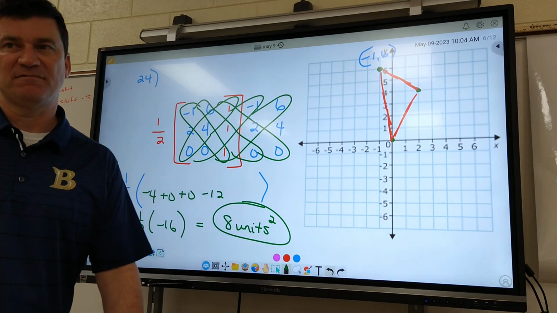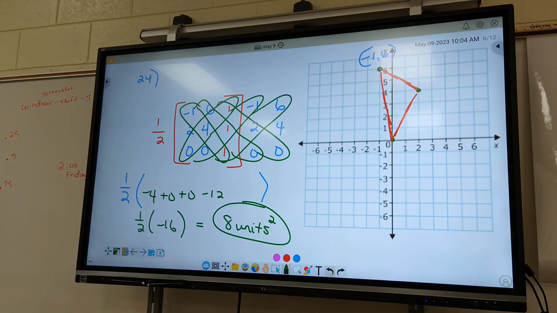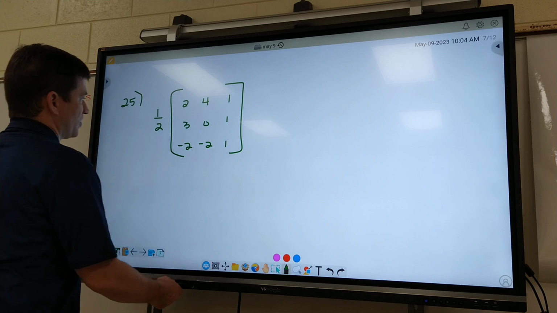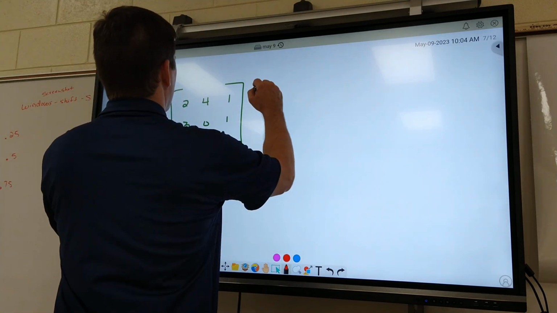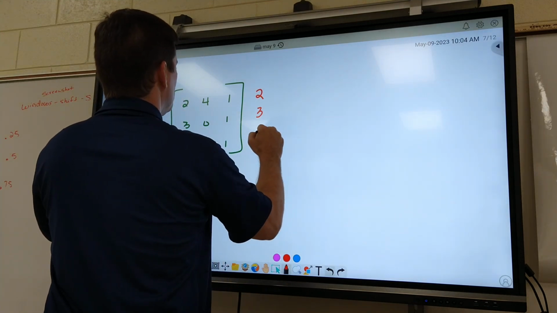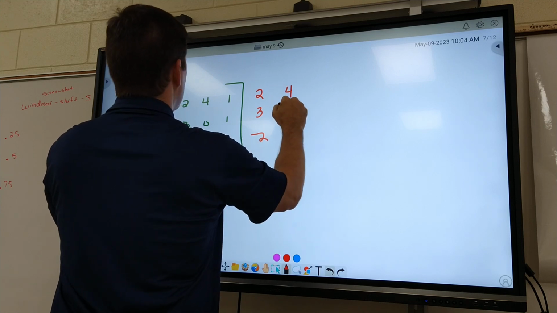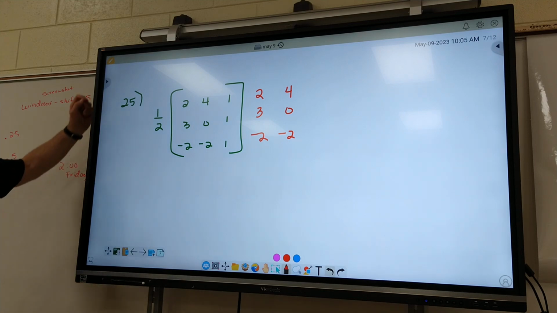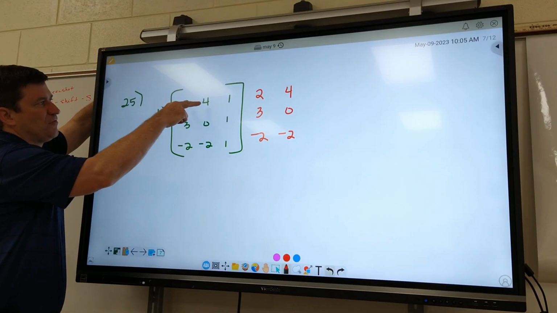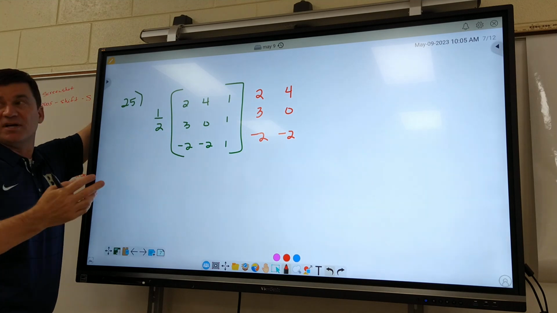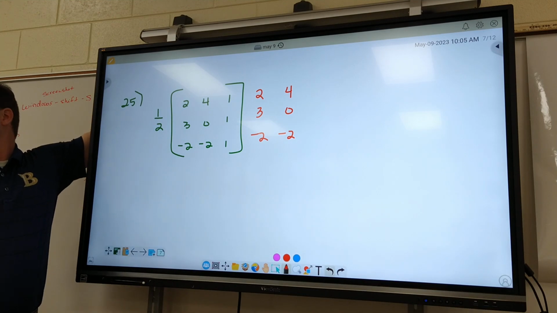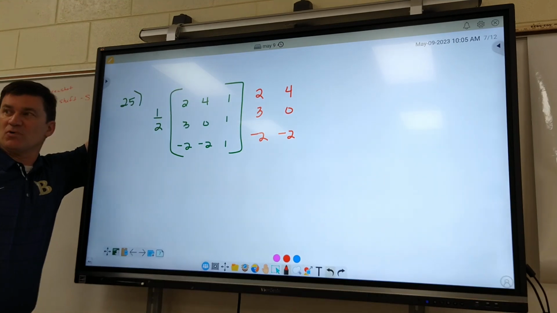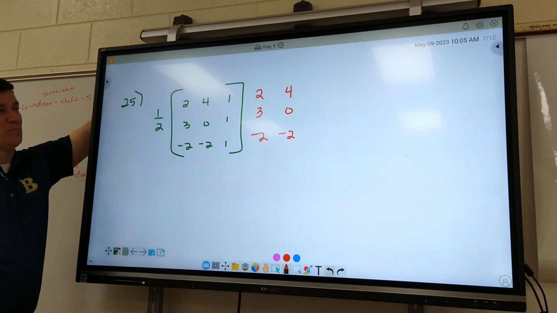All right, let's do 25. Same way. And I'm going to rewrite the first column, 2, 3, and -2, and I'm going to rewrite the second column, 4, 0, and -2. Somebody asked in class yesterday, does it matter if 2 and 4 is in the first row or the second row? It doesn't matter. As long as you have 2 and 4 together, you could put those in the second row and 3 and 0 in the first row. It won't matter. You'll get the same answer.